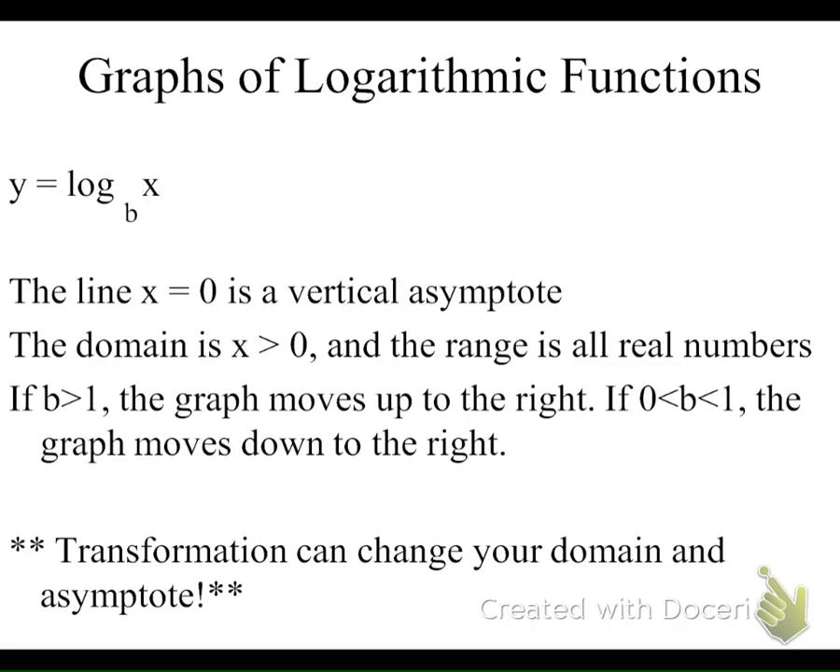So I'm going to start with the basic graph, y equals log base b of x. Right away, I know the following things. I know that x equals 0 is my vertical asymptote. So when we were doing exponentials, we had horizontal asymptotes. The x-axis was our horizontal asymptote. Now we have a vertical asymptote, and it's actually the y-axis. The domain is all the positive x values, and the range is all real numbers.